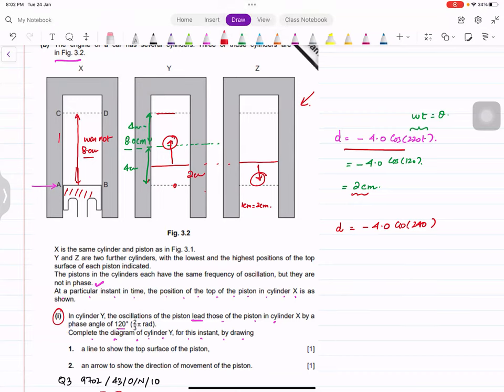Sir, but since they said 240, can't we just go like the ratio method? Since 120 is giving you 2 centimeters, double it will give you 4. No, because when you're looking at oscillations, you have to think of them as a circle. If you go from this point to 120 degrees, when you go to 240 degrees, you go at the back, not at the front. It will lead you to the other position, not the first position.